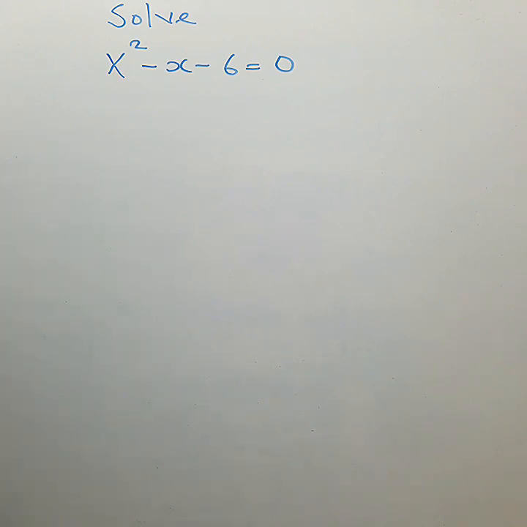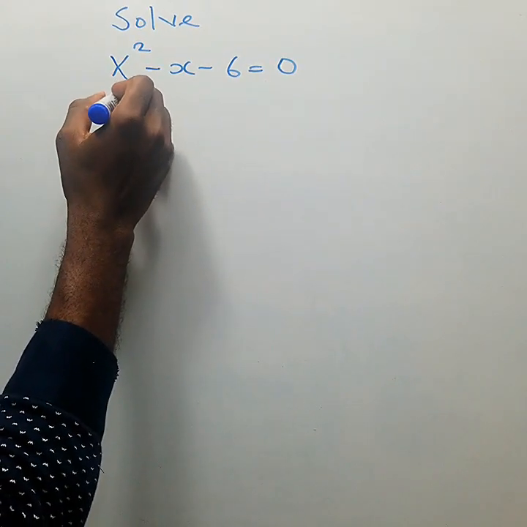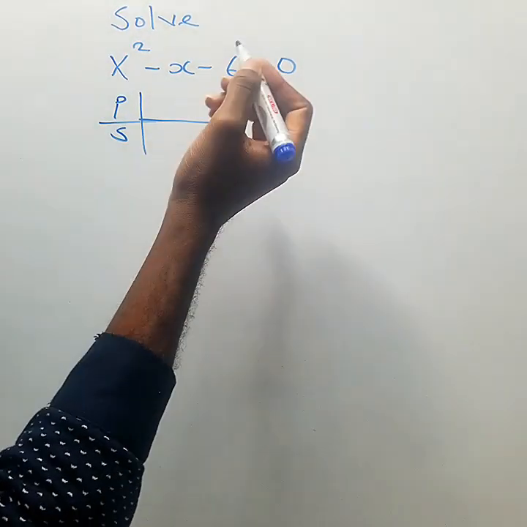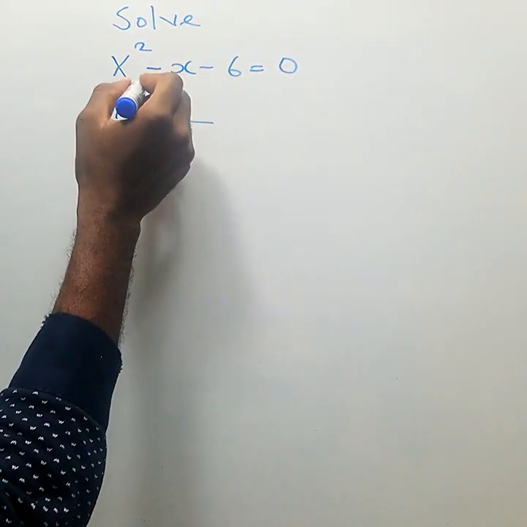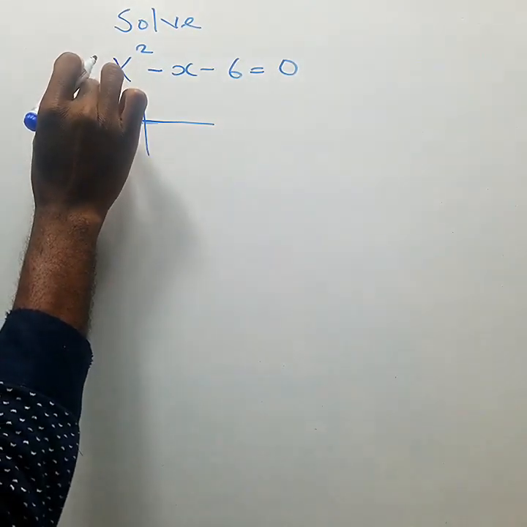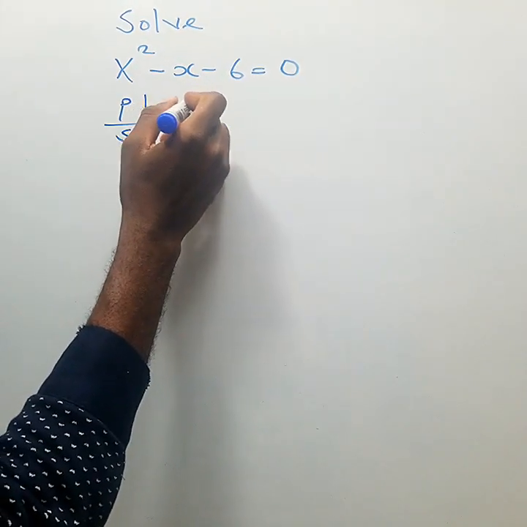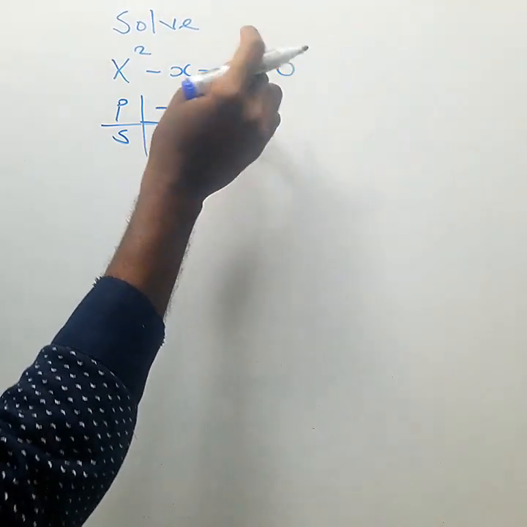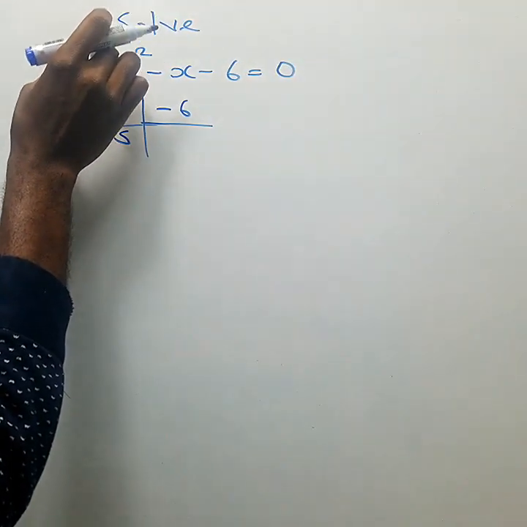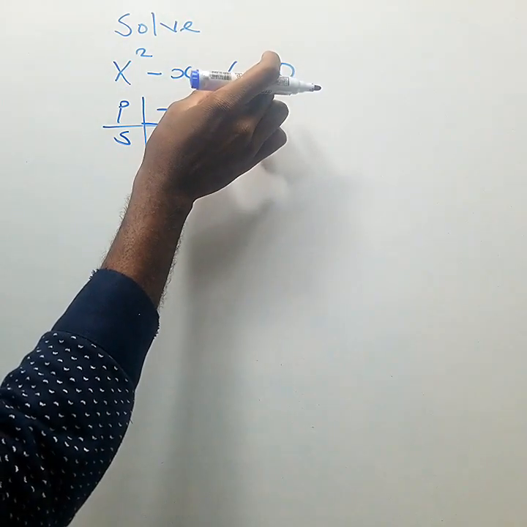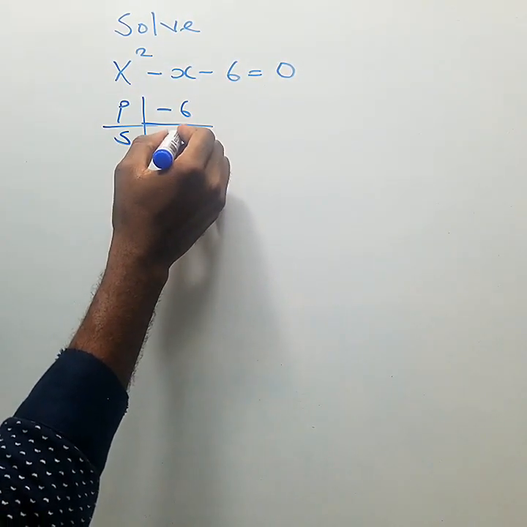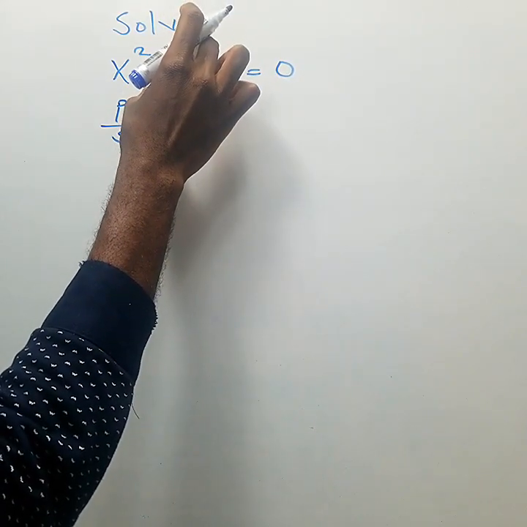So how do you try to factorize? You're supposed to find your product and your sum. Then you can find the factors. What's our product? Our product is the coefficient of x squared times your constant, which is 6. Coefficient of x squared by your constant, that's of course -6. Then what's our sum? Our sum is -1, which is the coefficient of x.